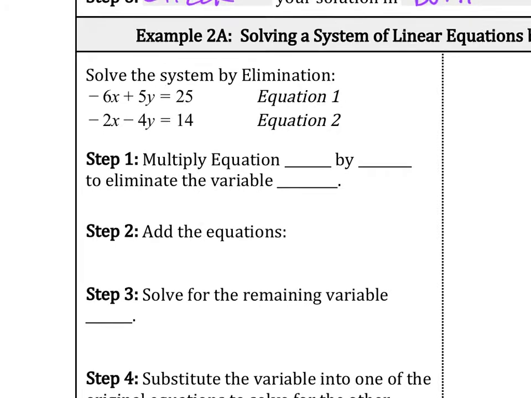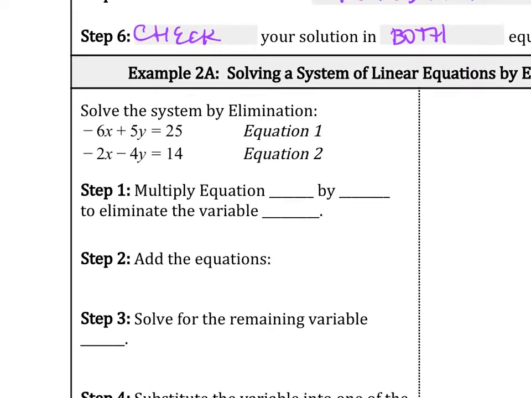So let's solve the system by elimination. Negative 6x plus 5y equals 25, and negative 2x minus 4y equals 14. So in this case, which do we want to eliminate first, the x's or the y's? Well, the x's are nicer in this case because 6x, I can make the 2x into the 6x. What we want is, since we already have a negative 6x, what we want is a positive 6x.